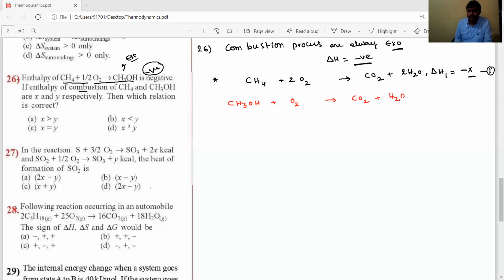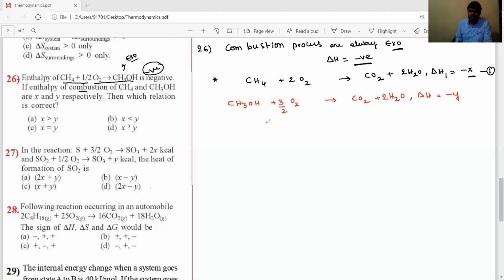Now here 3 oxygen atoms are present. For CH3OH, you have to use 3 by 2 moles of O2. Four hydrogens means a total of 2 moles of water, so here 2 plus 2, 4 are there, and 3 by 2 means 3 plus 1, 4 will come. So 3 by 2 moles of O2 is required. In this process the delta H is exothermic, minus y.